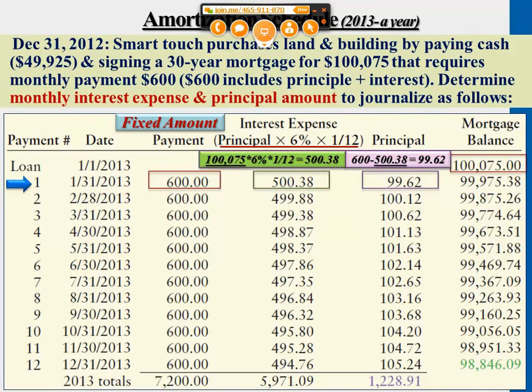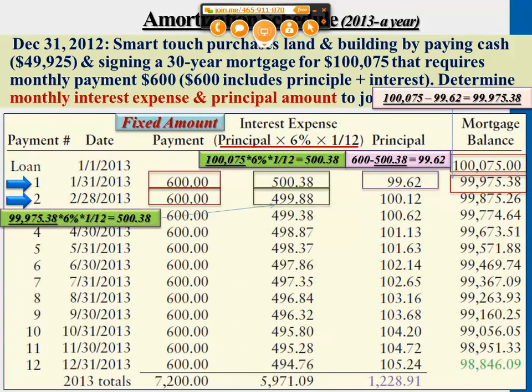Okay, so if we're paying off about $100 of the original mortgage amount after the first month, your original mortgage amount will be reduced to about $99,975. And then that will be the new base to calculate the second month's interest expense.